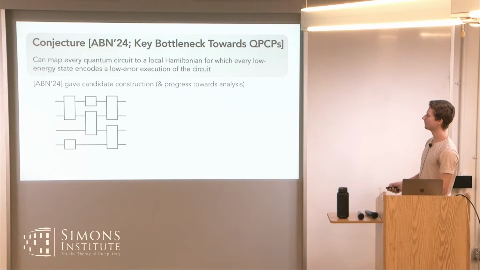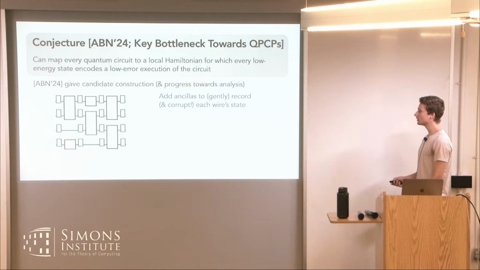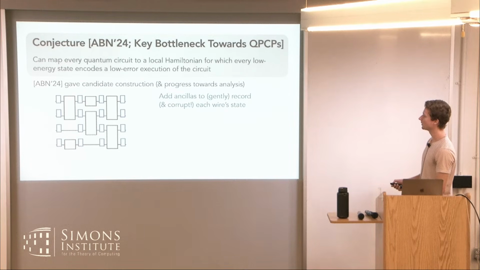So let's start with the circuit they want to compile into a Hamiltonian. The first thing that we'll do is add a small ancilla system at every wire, so at every space-time location in this circuit. And intuitively, this small ancilla system is going to record whatever state is in that wire at that space-time location.